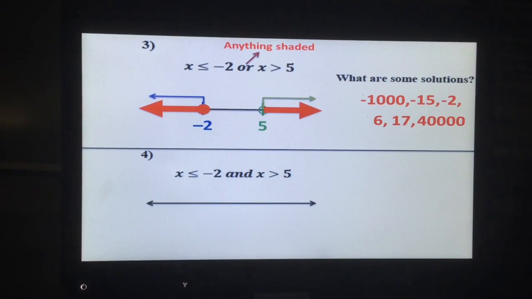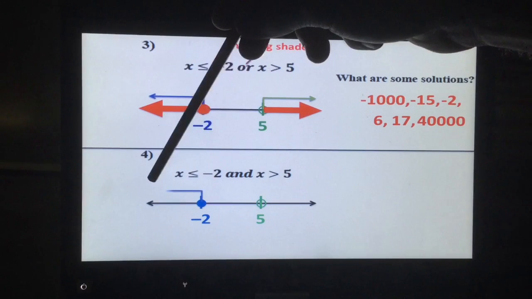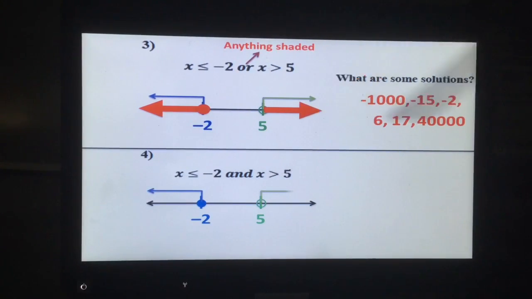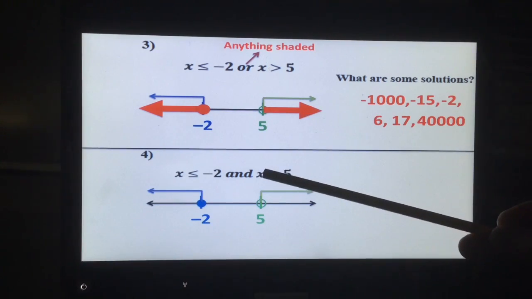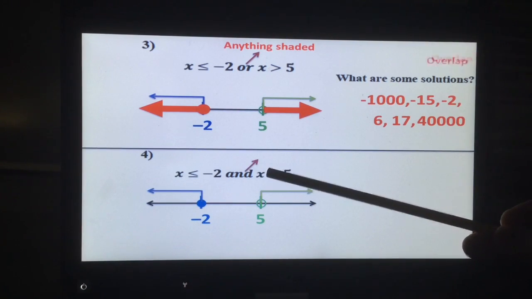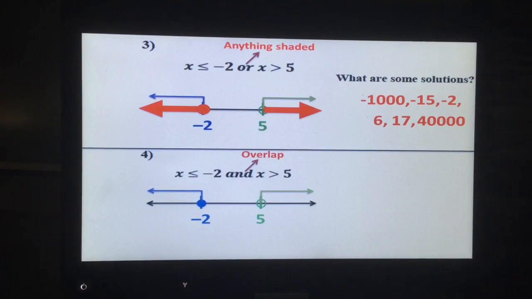Okay, now let's take a look at number 4. Again, let's graph this together. So we have the -2, we have the 5, we have a closed and open circle. The arrow coming out of the blue one, out of the -2, would go towards the left. The arrow coming out of this one would be going towards the right. And then we're going to go ahead and find out what side to shade by looking at the word. The word this time is and. Okay, and remember, and means overlap. So what I want you to do is tell me where the overlap is and tell me what are some possible solutions.